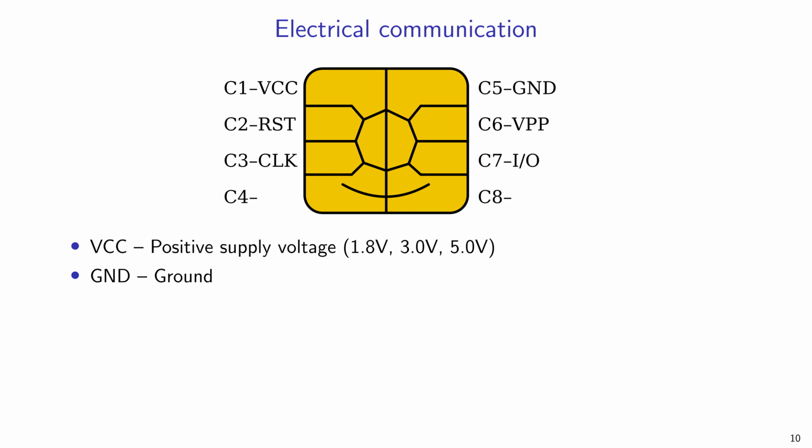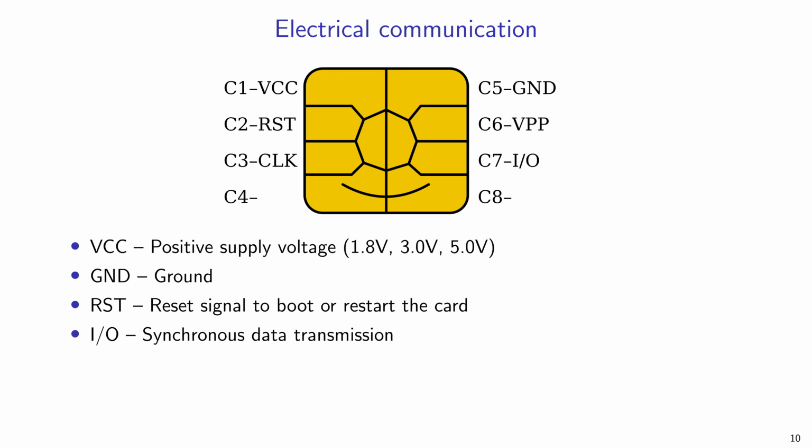Most modern chips use 1.8 or 3 volts because a lower voltage also means lower current consumption, which is important for devices such as mobile phones since we do not want a SIM card to consume too much of the battery. Then there is the reset contact through which a reset signal is sent to boot or restart the card. The input-output line is the most interesting one because this is where the actual data, the APDU bytes, is sent back and forth. It is synchronous, meaning that data can flow in only one direction at a time.